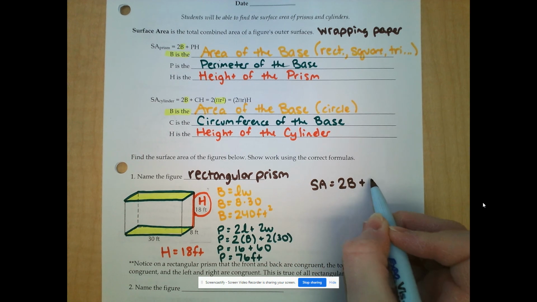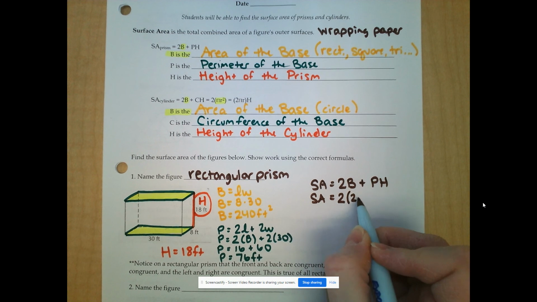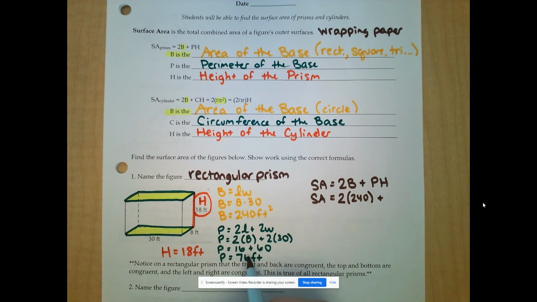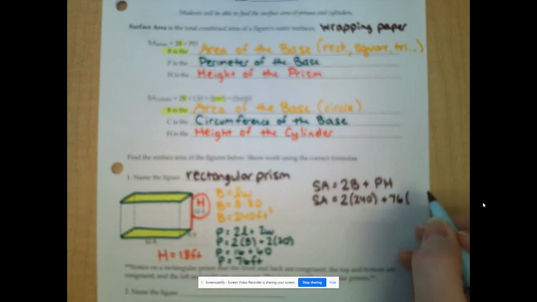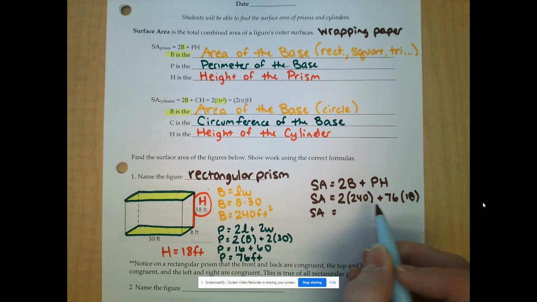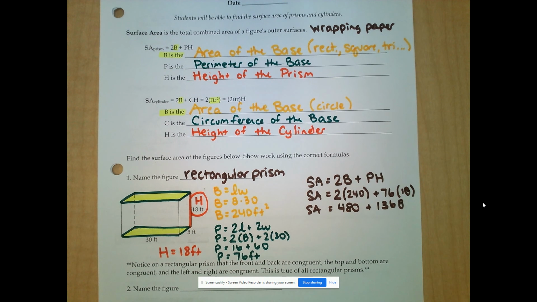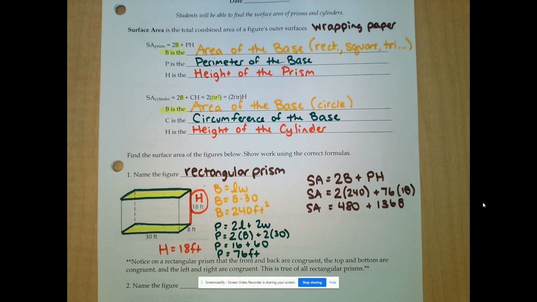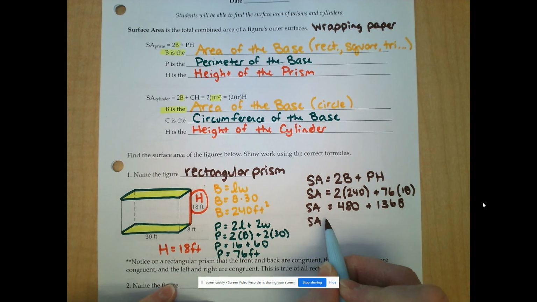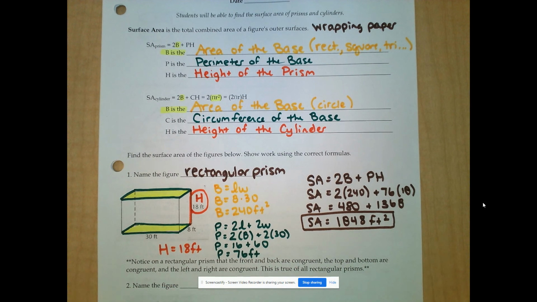So here we go, 2B plus PH. The surface area is 2 times the area of the base, which we found to be 240, plus the perimeter, 76, times the height, 18. There's 2 multiplications here separated by an addition. So I can do the first multiplication, 480, and the second multiplication, 1368, separated by addition. Remember, according to the order of operations, multiplication comes before addition. And last, I'm going to add them together, 1,848 feet squared, and that would be the surface area of the whole prism.